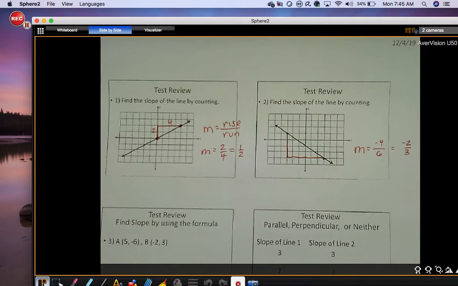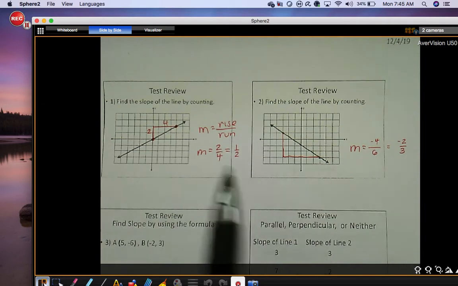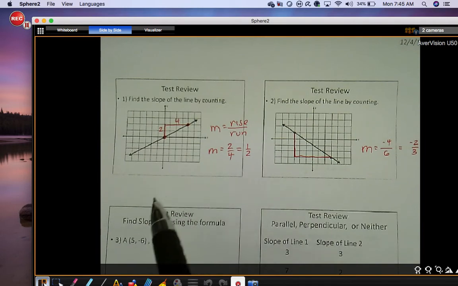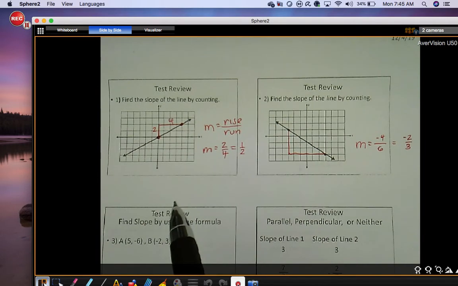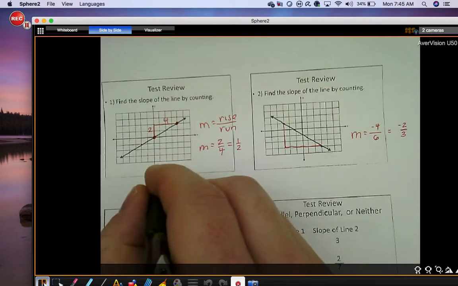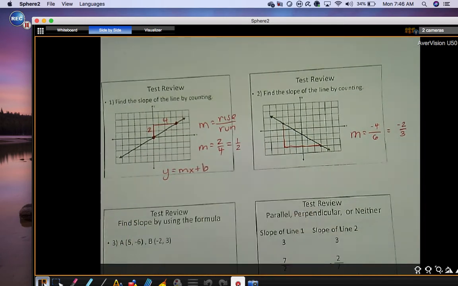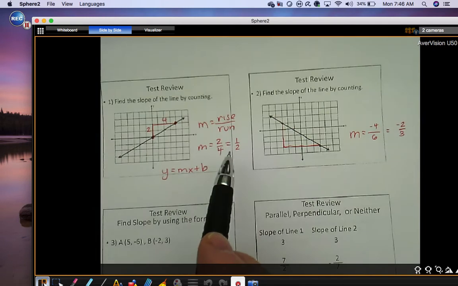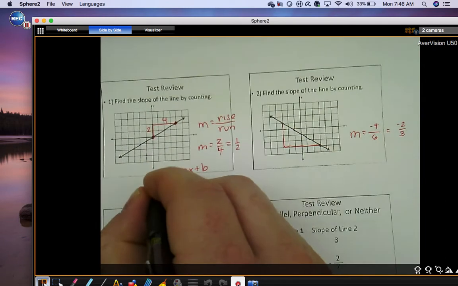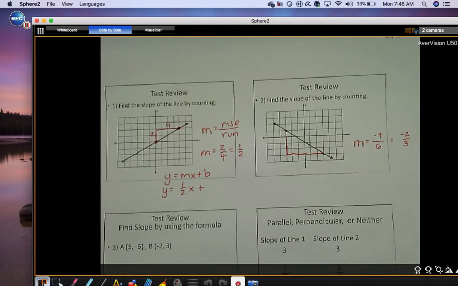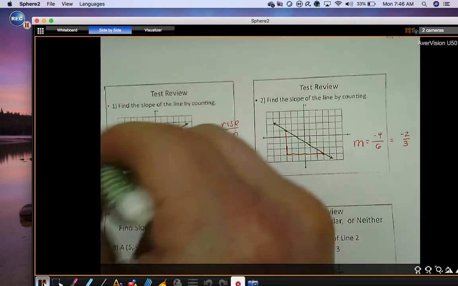Now, another thing you're going to have to do on the test tomorrow is you're going to be given a graph, and you have to come up with the equation of the line. So the equation of the line, everybody knows, is y equals mx plus b. Well, we already know the m, that's the slope. So the equation of this line is y equals 1/2 x plus something. That's what this b is. The b is your y-intercept.